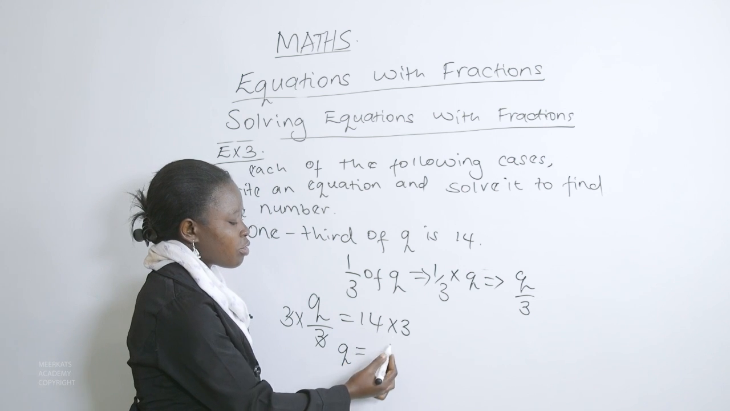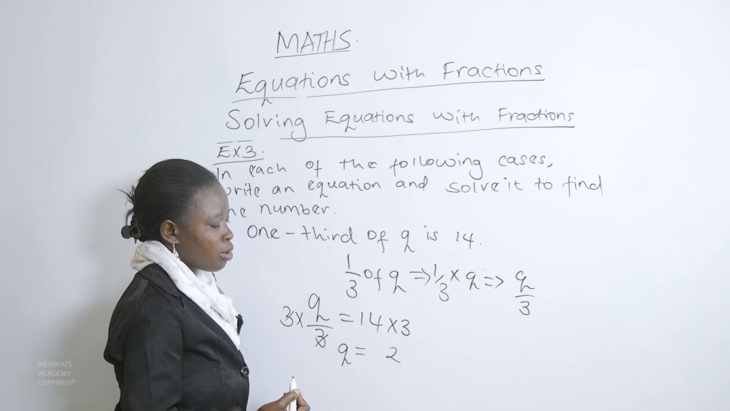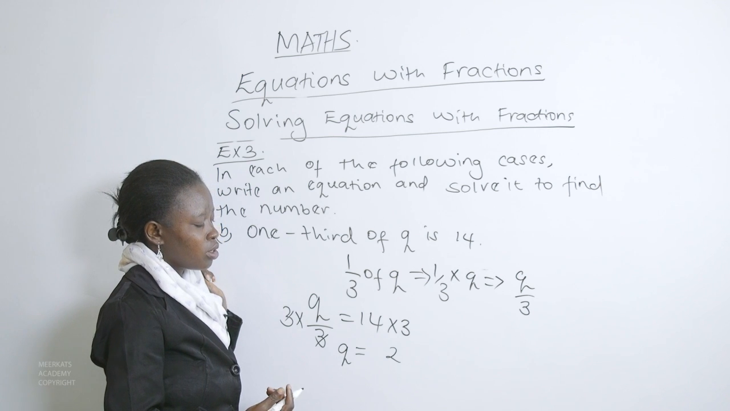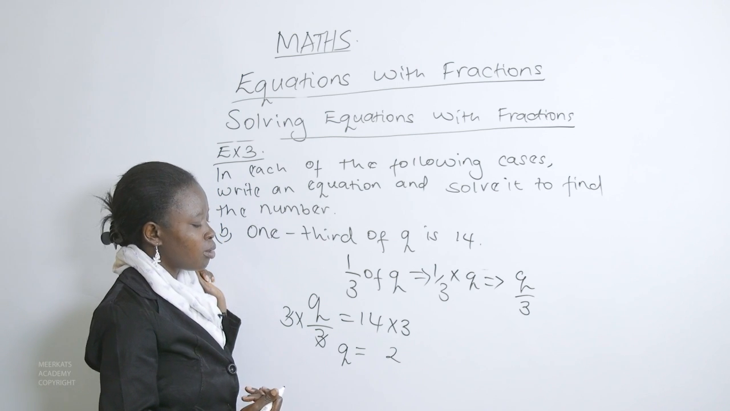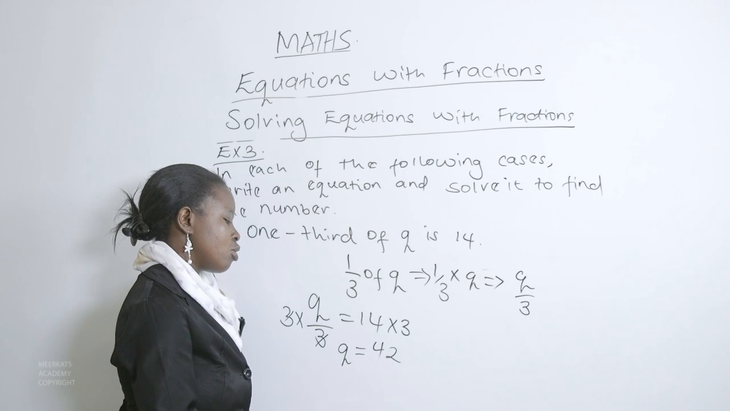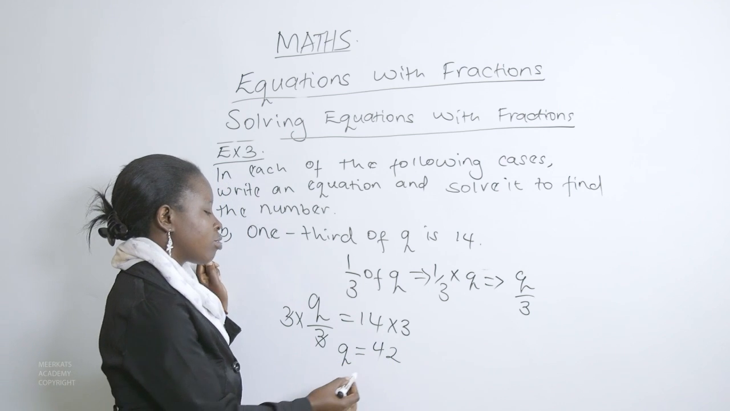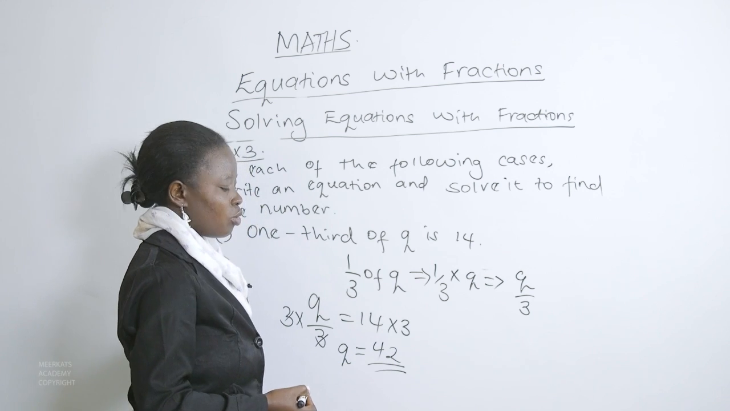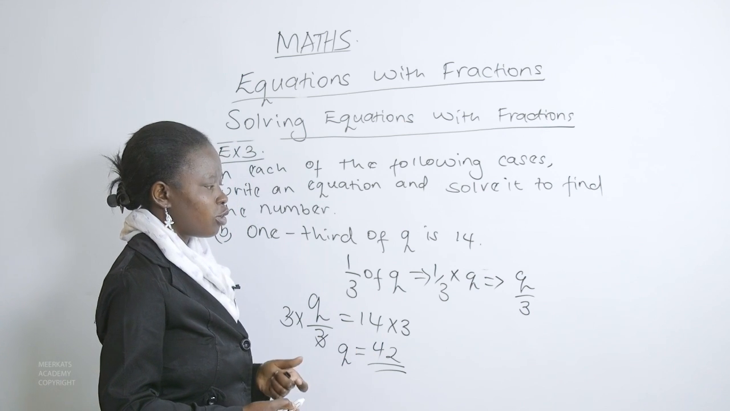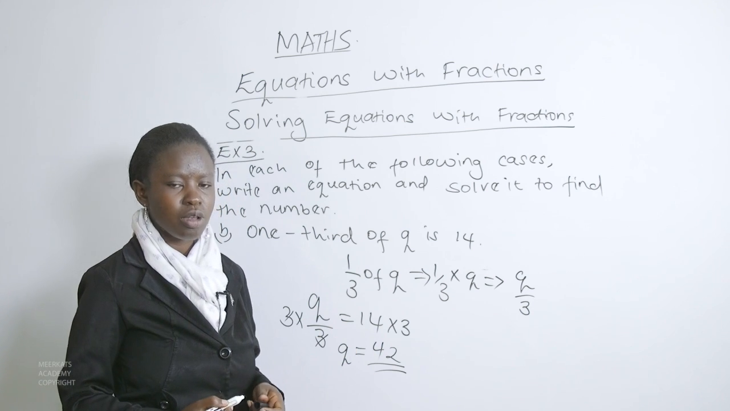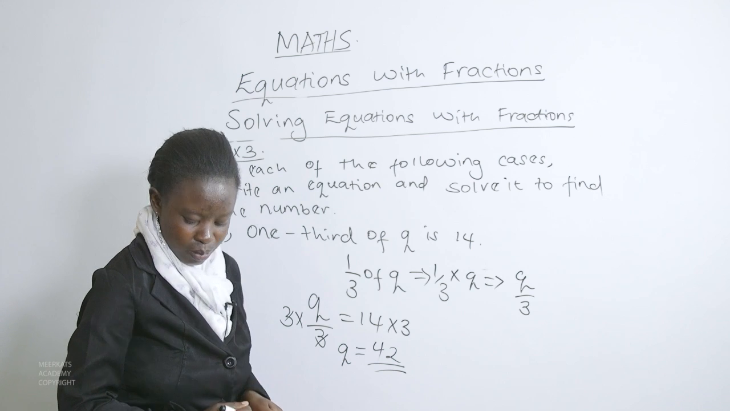That is 4 times 3 will give us 12. Carry 1, so that 3 times 1 is 3 plus 1, we have 4. So the value of our number is 42. And you notice that if you take 1/3 of 42, you're simply going to get 14.